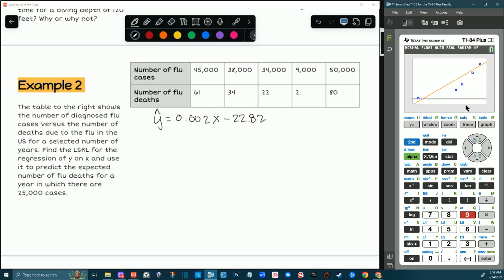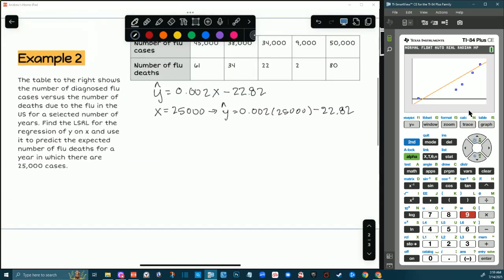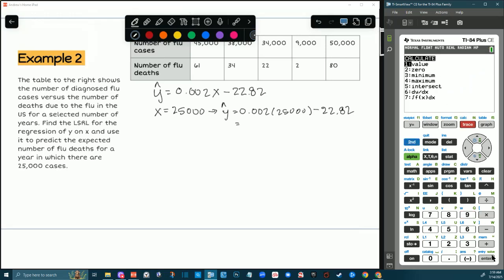So a review, I can do this with algebra if I want to make a prediction. I'm told that the number of cases is 25,000. So I can take my equation, and where I see an x, I'm going to replace it with 25,000. Or, oops, I can use the calculate function. So from my calculator, I go 2nd TRACE, and then I'm going to choose value, and I'm going to enter my input, 25,000. And it spits out an output of 27.18.